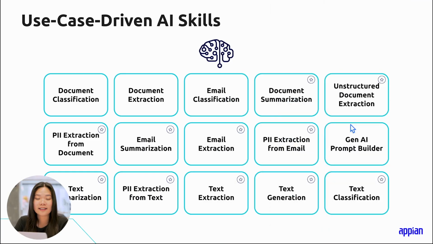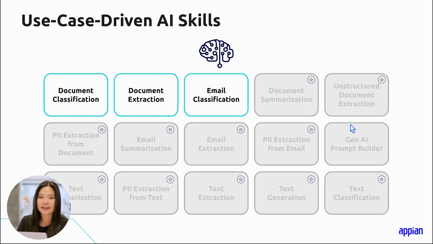Now, let's dive into the first AI offering, AI Skill. AI Skill is a low-code tool for our developers to drag and drop into processes to automate manual and repetitive tasks. The first three AI skills are non-generative AI, including document classification, document extraction, and email classification. These leverage machine learning without generating new content.